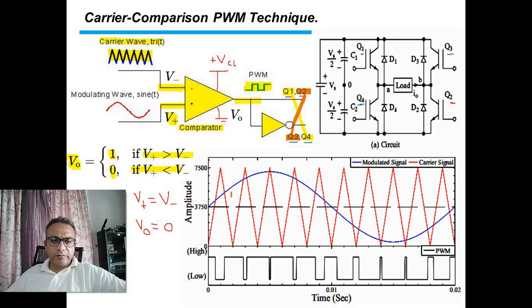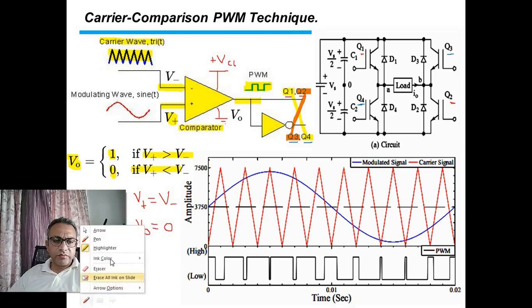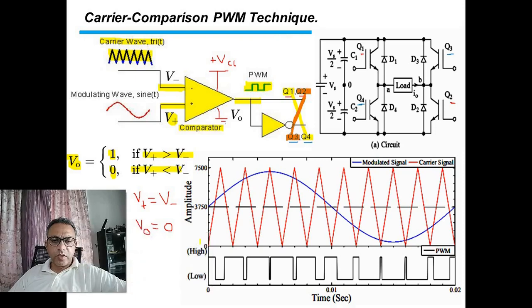Right. In the next diagram, what we have is the red colored signal, which represents the carrier signal. The triangular waveform represents the carrier signal. We must also note that the carrier signal has a much larger frequency, and the blue colored signal represents the modulating signal.